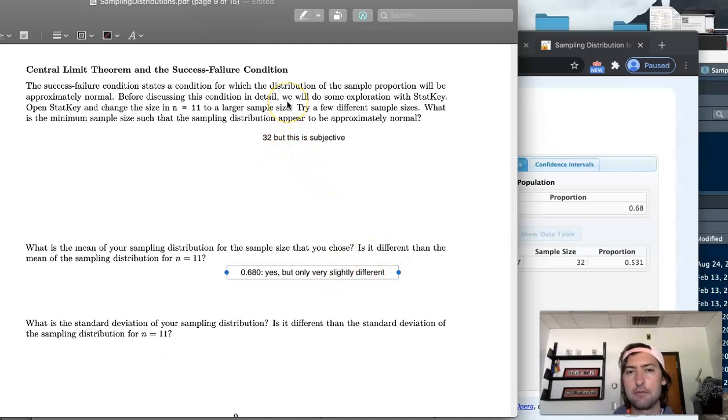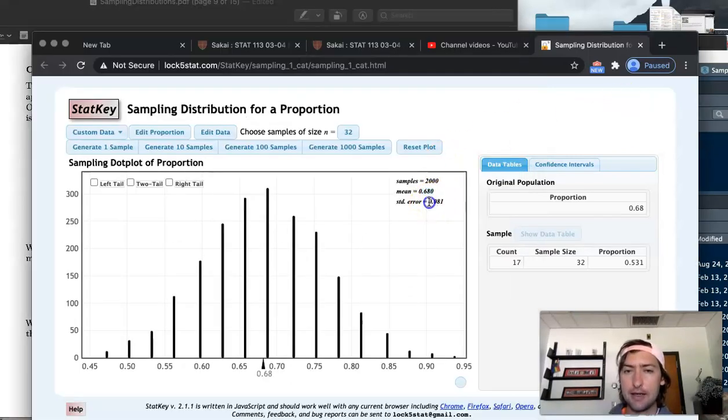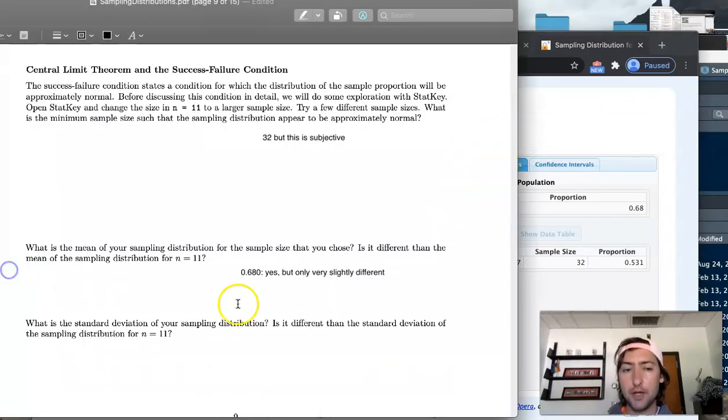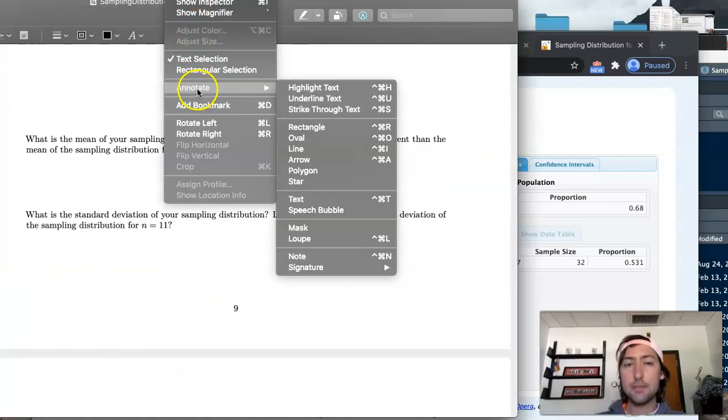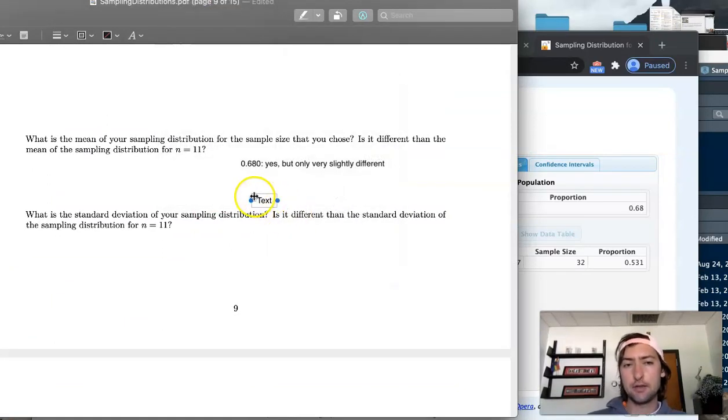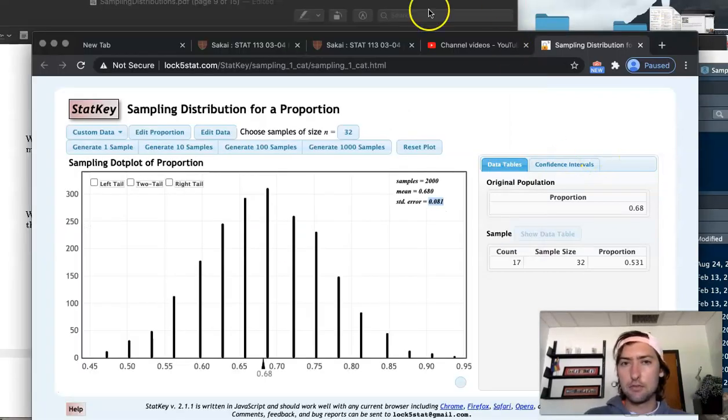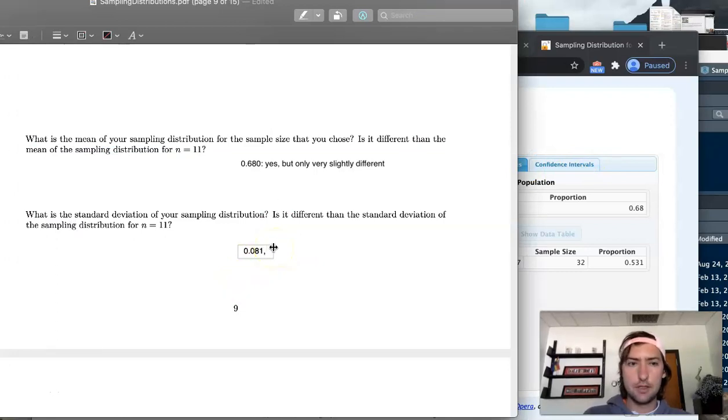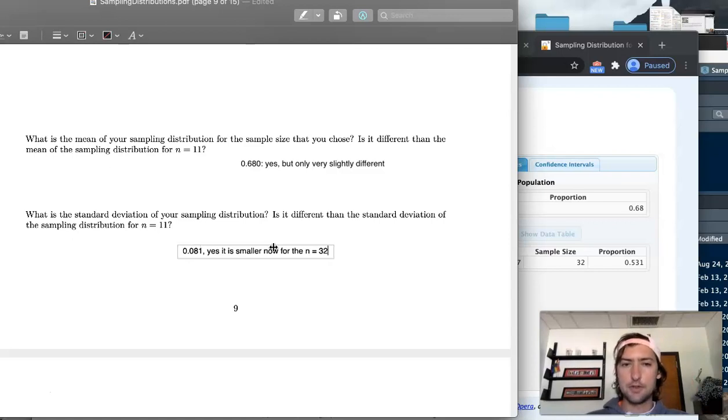So far it looks like when we upped the sample size, the shape changed because it's no longer slightly left skewed, it's approximately normal. The center didn't really change. It changed just a tiny, tiny bit, but barely anything. The spread, my standard deviation, is 0.081 now. So the shape changed, the center didn't change, but the spread does change. Yes, it is smaller now for n equals 32.